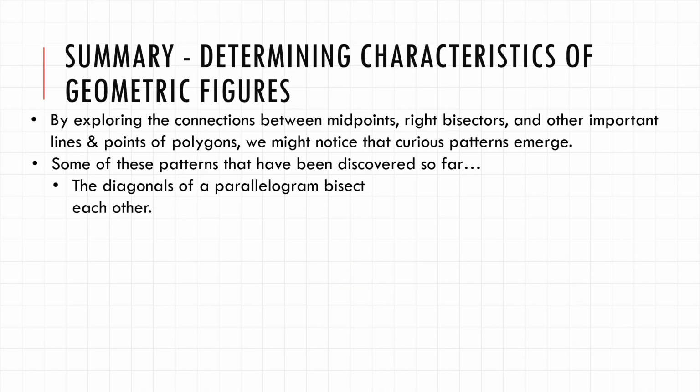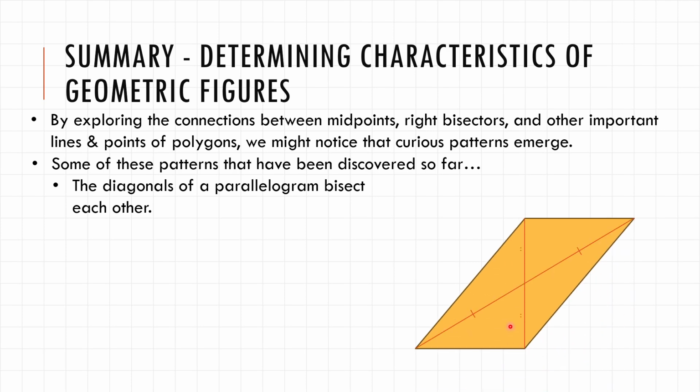You also might have noticed that the diagonals of a parallelogram bisect each other. So going from one corner to the other, that's a diagonal. And these two lines cut each other exactly in half. We didn't quite verify this one to be true, but it's definitely something I'm going to leave as an exercise to the viewer.